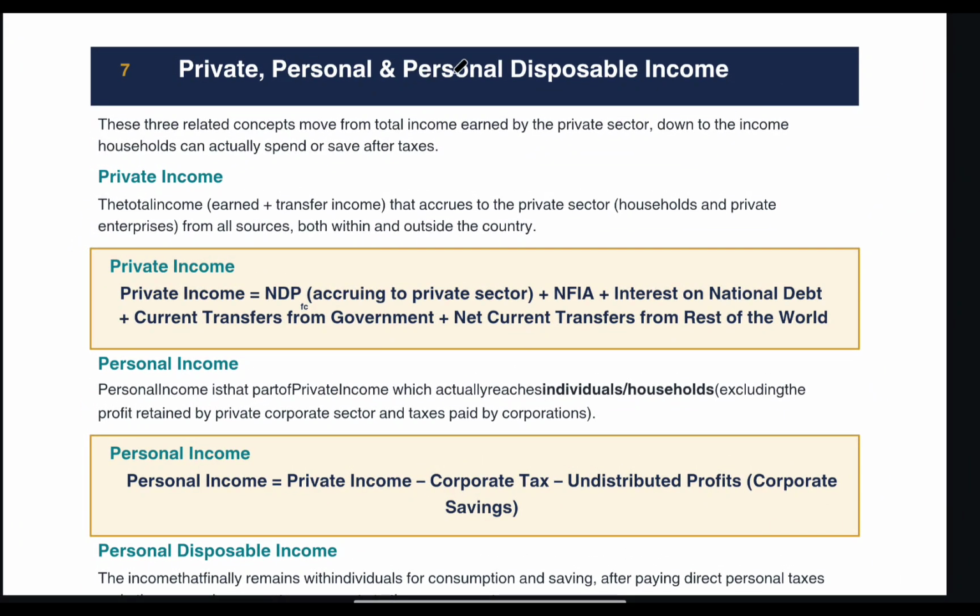What is private income, personal income and personal disposable income? This is a very confusing topic for students. So what is private income? That total income that accrues to the private sector from all sources, both within and outside the country. So all the income accrued, whether from within or outside the country, is known as private income. And how to calculate private income? NDP from private plus NFIA plus interest on national debt plus current transfer from government plus net current transfer from the rest of the world.